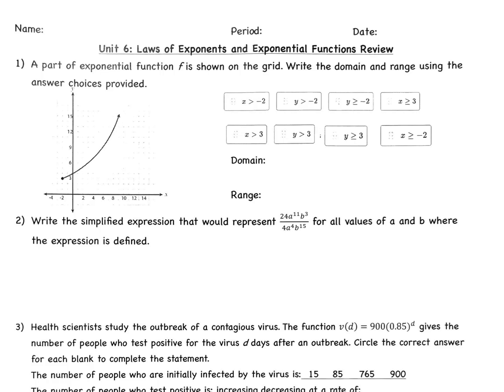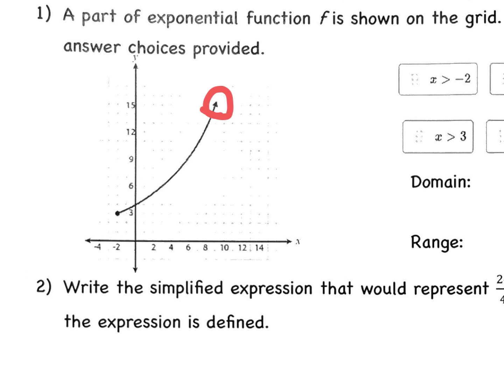I'm going to go over the test review for our test over exponentials and laws of exponents. Number one, a part of the exponential function f is shown on the grid. Write the domain and the range. Remember, domain is x and range is y, using the answer choices provided. So you want to pay attention to the fact that there is, in fact, an arrow.